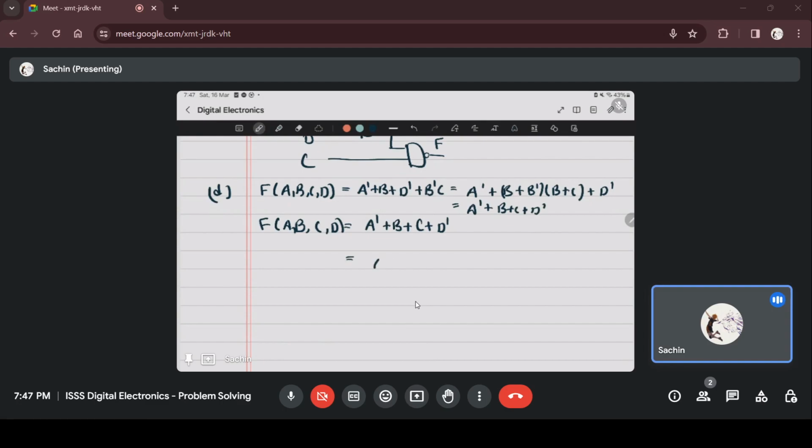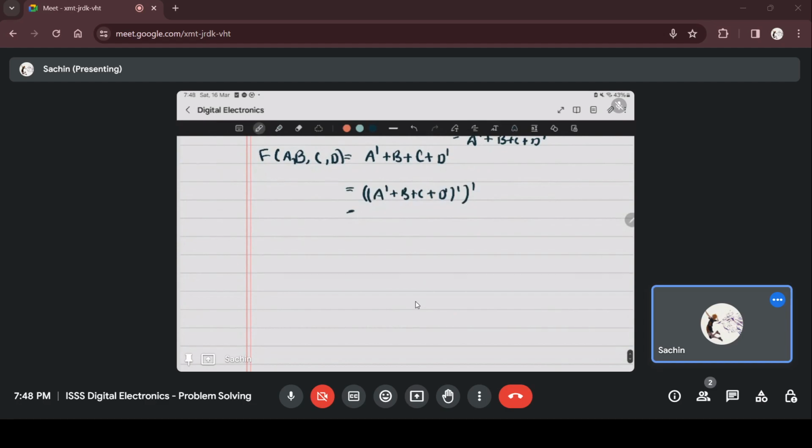Now again the same trick, A prime plus B plus C plus D prime whole complemented twice, which will lead to A B prime C prime D complement, and you can get that with just a single 4 input NAND gate, A B prime C prime D. You give the inputs as A, B prime, C prime and D.